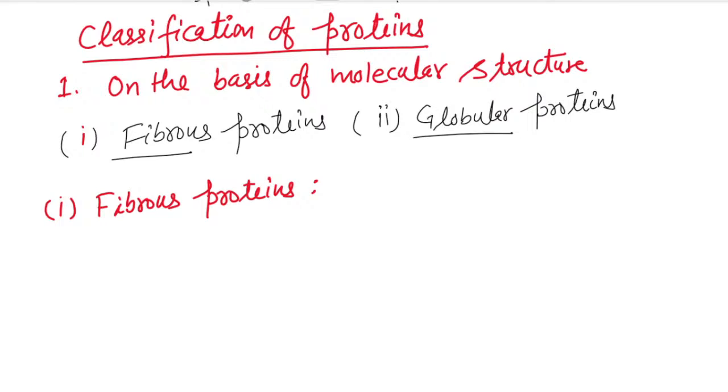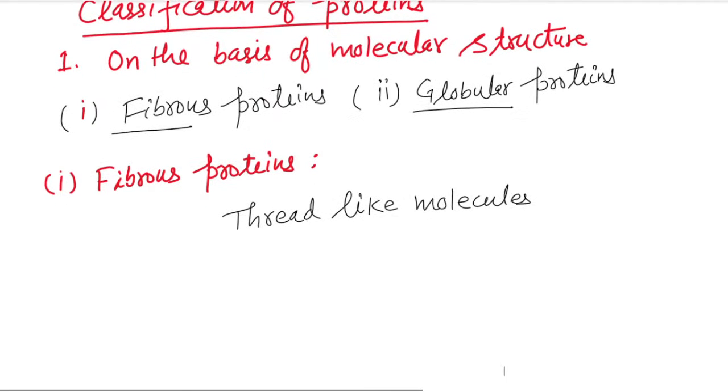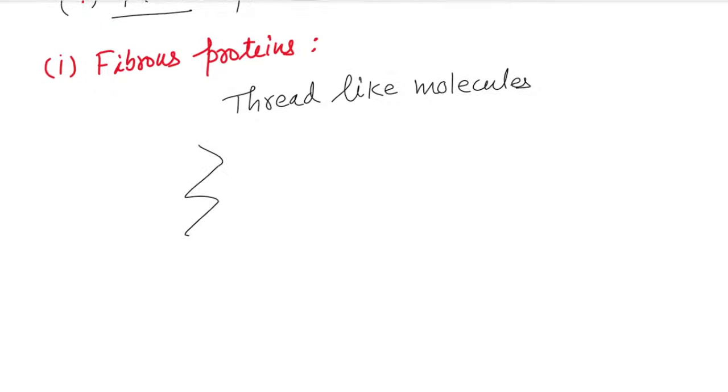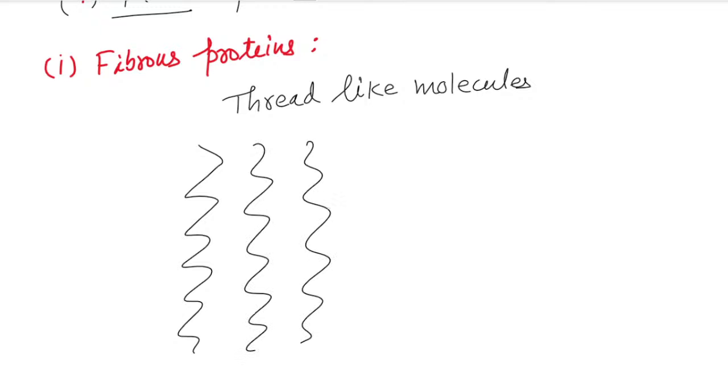Fibrous proteins consist of thread like molecules, and because they consist of thread like molecules, these thread like molecules are lying side by side, and they are held together by hydrogen bonding at many points.